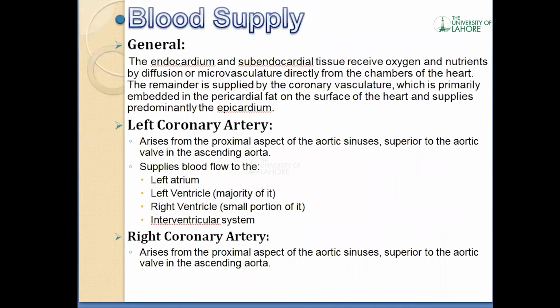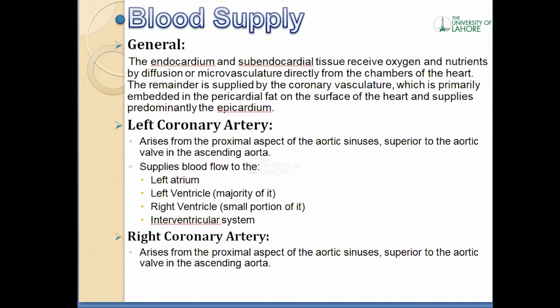Now we talk about the blood supply of the heart. The endocardium and subendocardial tissues receive oxygen and nutrients by diffusion in microvasculature directly from the chambers of the heart. The remainder is supplied by the coronary vasculature, which is primarily embedded in the pericardial fat on the surface of the heart, and supplied predominantly by the epicardium, the left coronary artery and the right coronary artery.